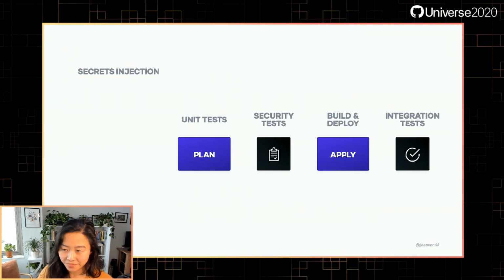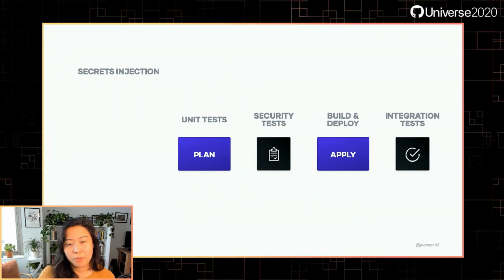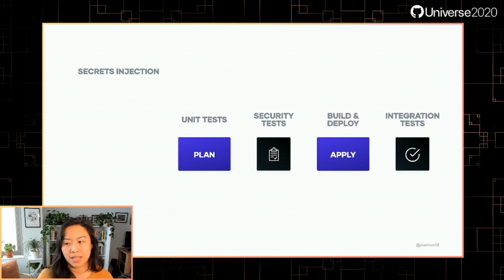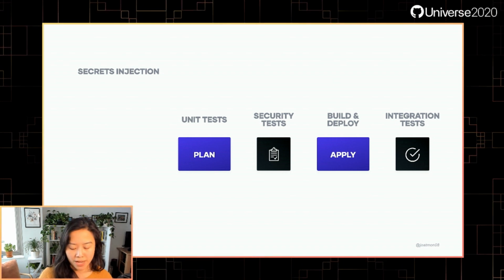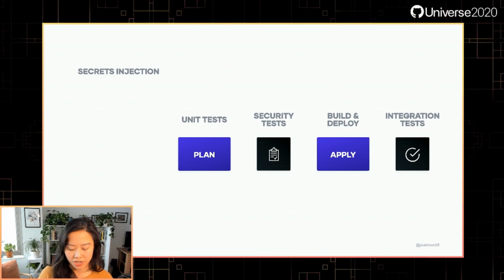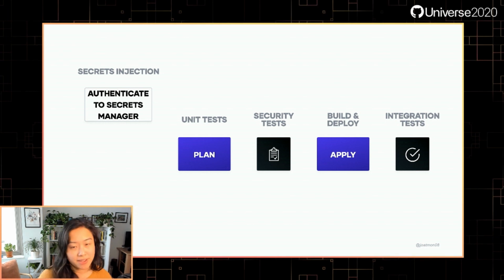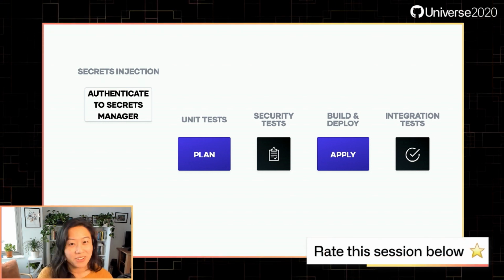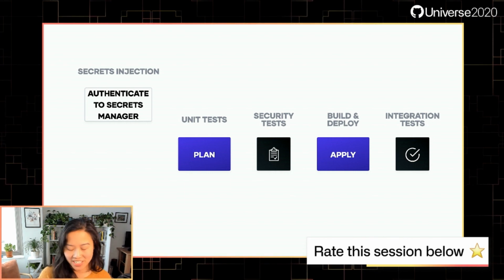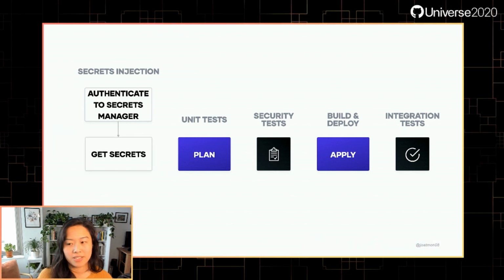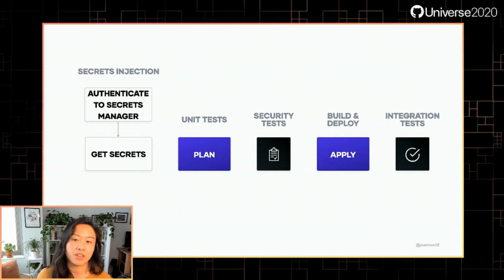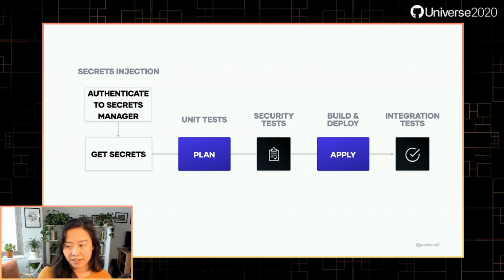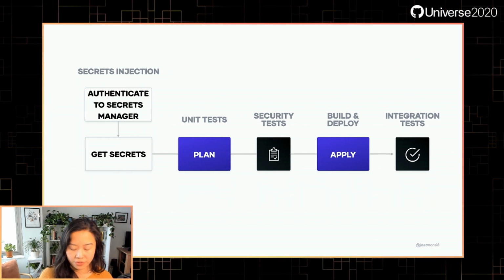All right, so the way that secrets get into a pipeline in the first place, specifically an infrastructure pipeline, is this process of secrets injection. The first step is to authenticate to said secrets manager. You can't just get a secret. You need to authenticate to your secrets manager first. And then the second step is to actually introduce the secret or get the secret from it. After that, you can pass it to your pipeline for usage.